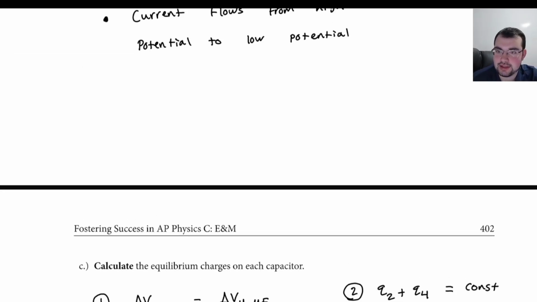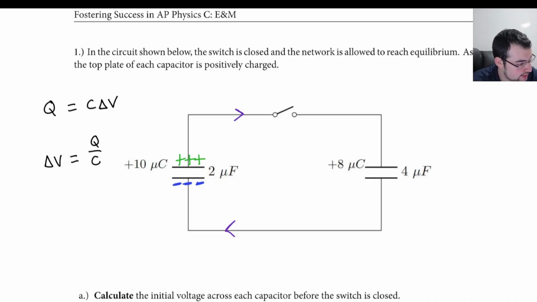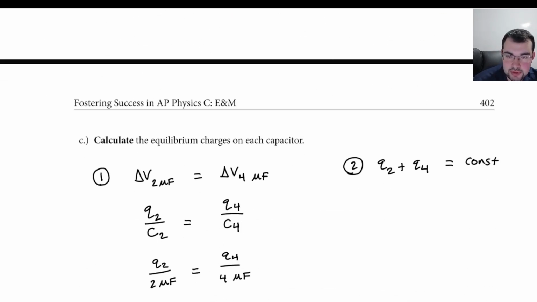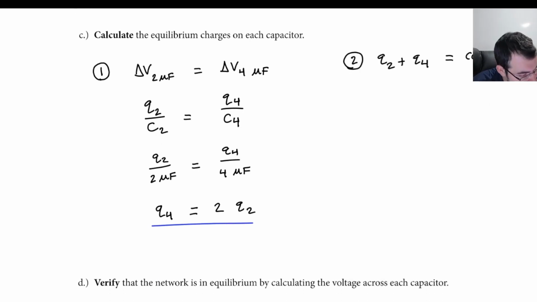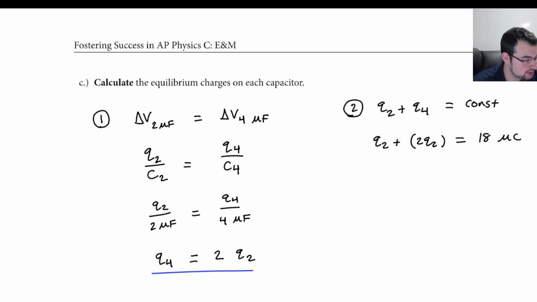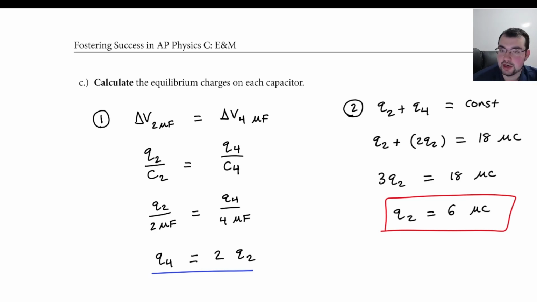And we actually know what that constant is, because we have 10 microcoulombs and 8 microcoulombs as our 2 plate charges. So Q total is 18 microcoulombs, sorry. So we said Q4 is twice Q2. And our total charge of the system is 10 plus 8, which is 18 microcoulombs. So we get 3 times Q2 is equal to 18 microcoulombs. So this means Q2 is equal to 6 microcoulombs. So that's the charge on the 2 microfarad.